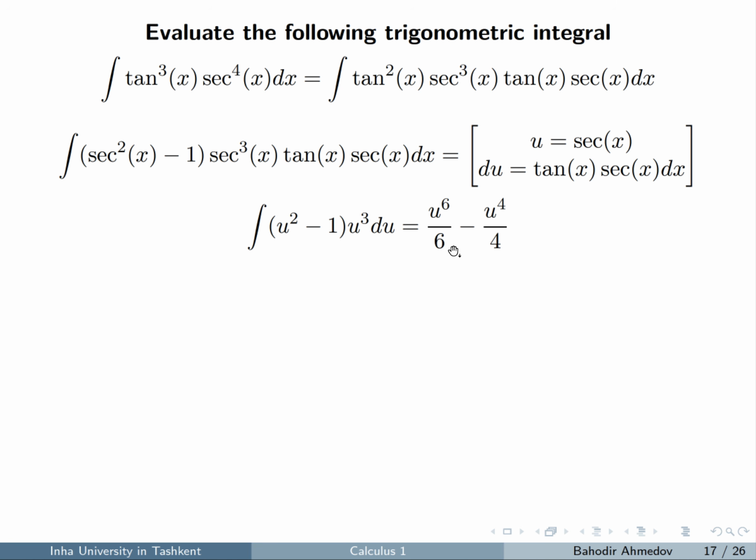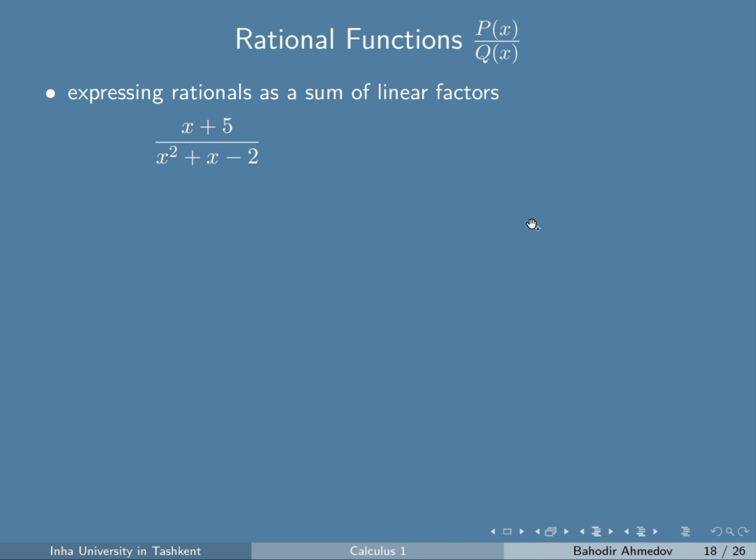So the integration of this term is pretty much straightforward. This is going to be u to the power of 6 over 6 minus u to the power of 4 over 4.